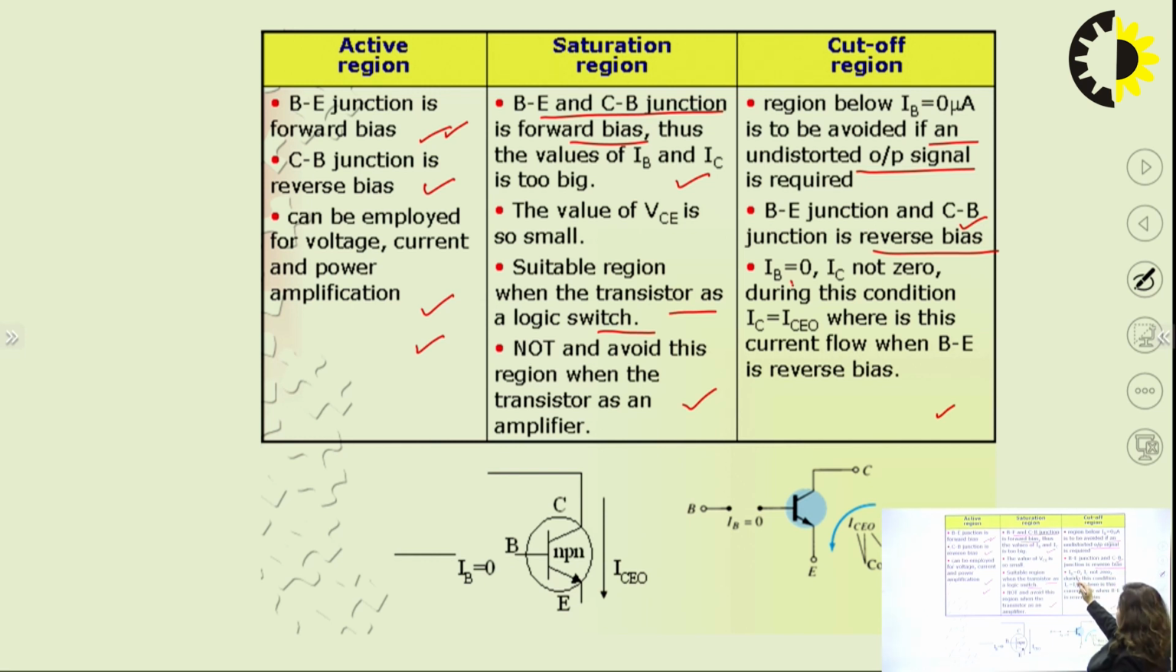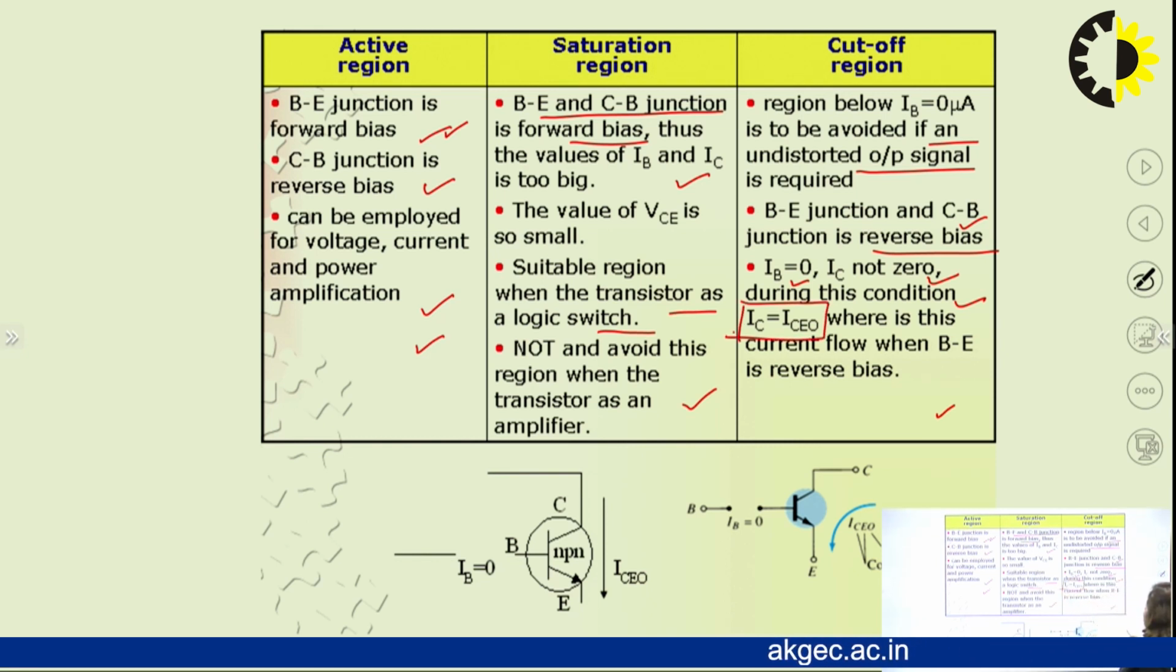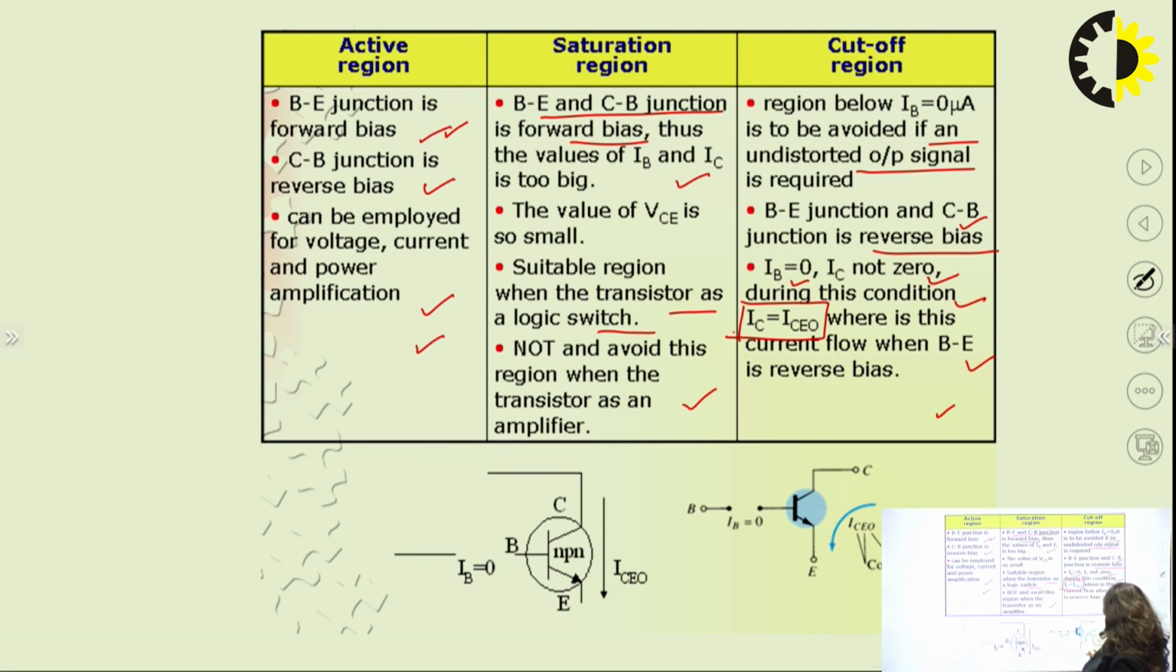So here IB is equivalent to 0, obviously, because both the junctions are in reverse bias. IC is not 0 during this condition, and that's why IC is equivalent to ICEO. Where does the current flow when the base and emitter junction is reverse biased? In the diagram below, we can see that for base open, collector to emitter, we have IB equal to 0.